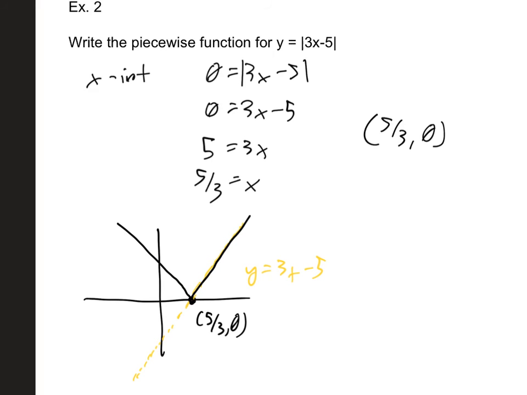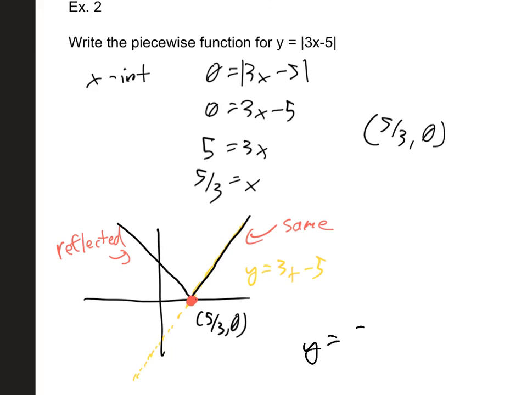So we can reason that on the right-hand side, these two graphs are going to act exactly the same way. On the left-hand side, this graph is a reflection. When I say right-hand side and left-hand side, I'm talking about in reference to this x-intercept right here.